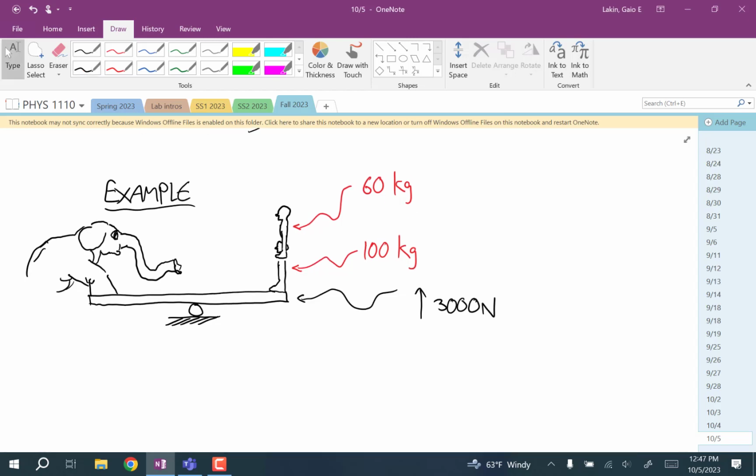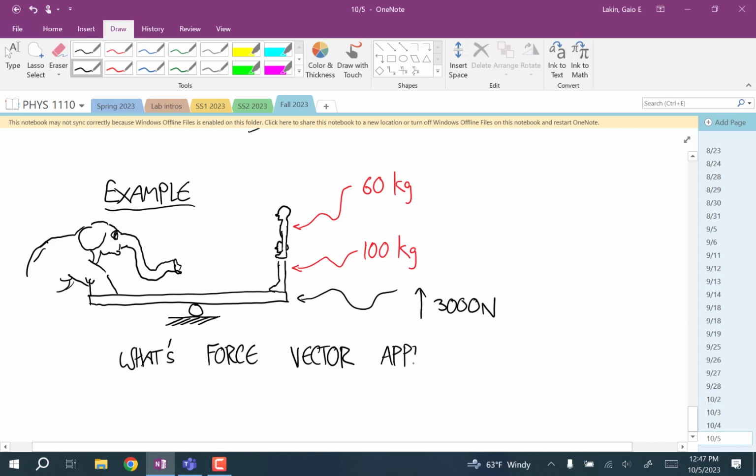So we want to calculate the force that the shoulders of the bottom guy applies to the top guy's feet, to see if his knee can withstand this. So what's the force vector applied to the top guy's feet by the bottom guy's shoulders?